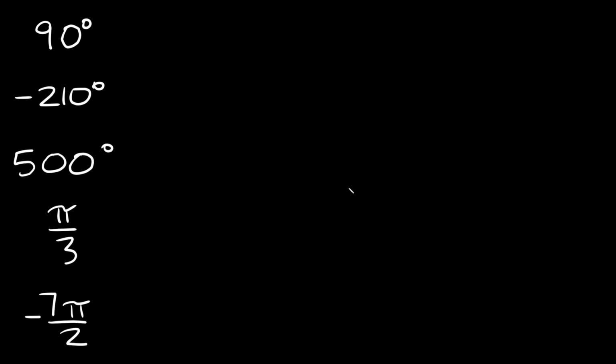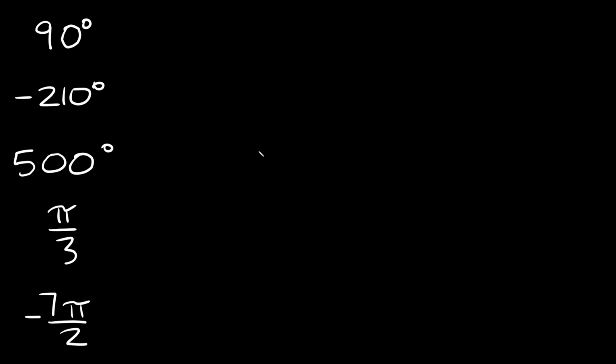So in this video, I'm going to teach you how to find positive and negative coterminal angles of degrees and of radians, right? So we're going to go over these 5 examples right here. Let's start with the one on top, 90 degrees. All right, so we want to find a positive and a negative coterminal angle for 90 degrees.